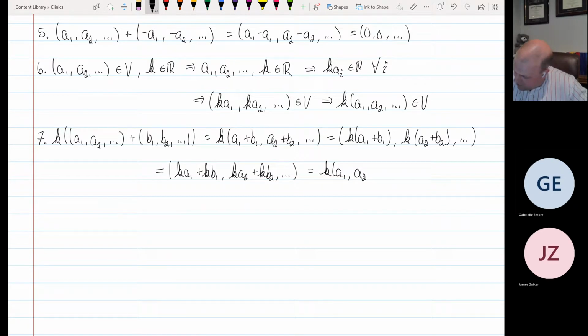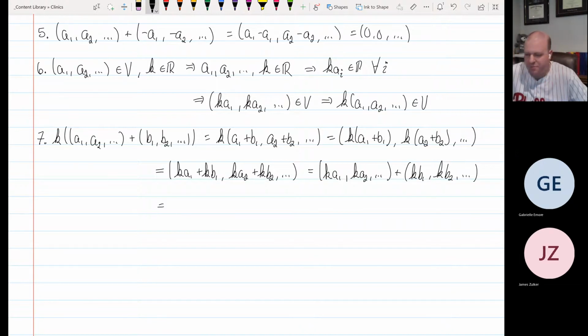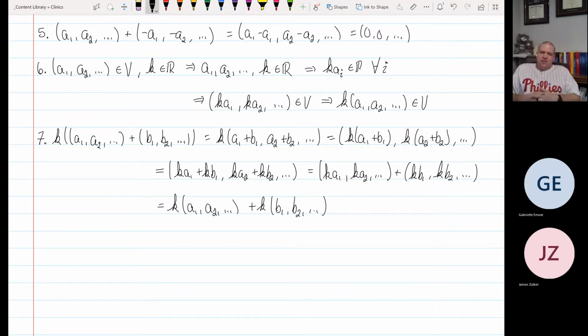Which by definition of addition would give us this. And then by definition of multiplication, we get K times the A plus K times the B. So scalar multiplication distributes across vector addition.